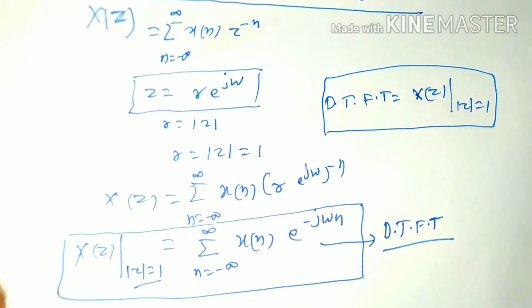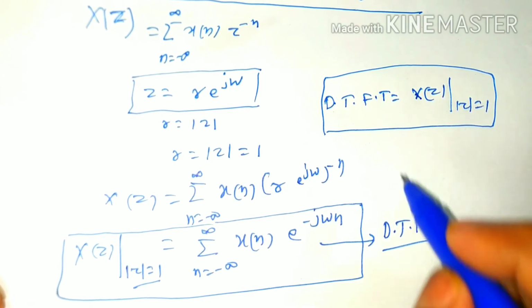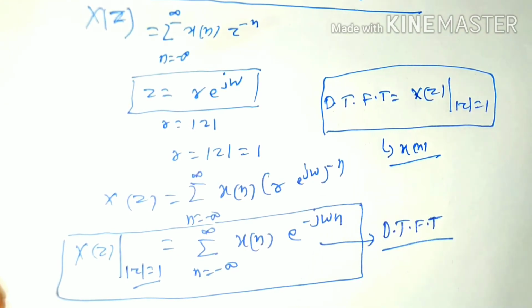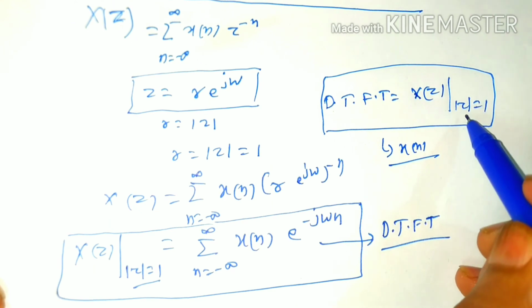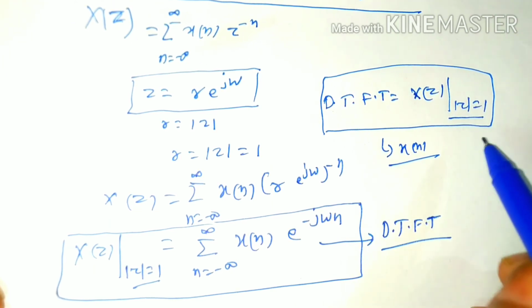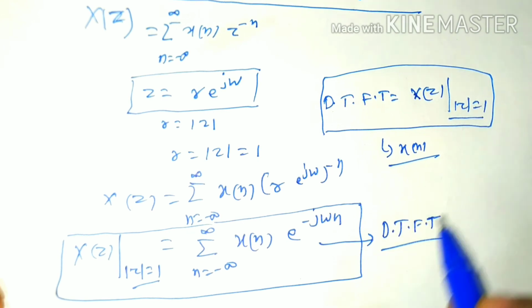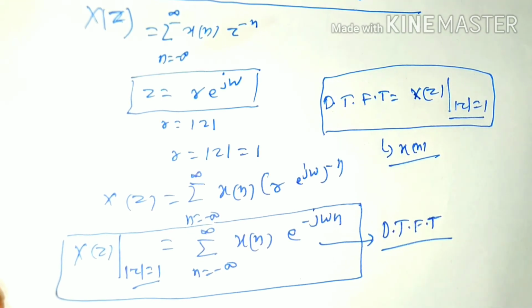We know that Z transform and discrete time Fourier transform both are used for discrete time signals, but this is the basic difference between the two: discrete time Fourier transform has modulus of Z equal to 1, but there is no restriction in Z transform.